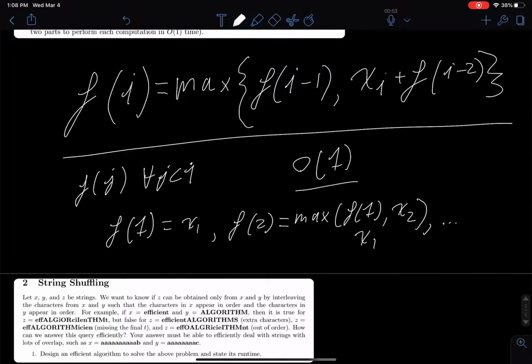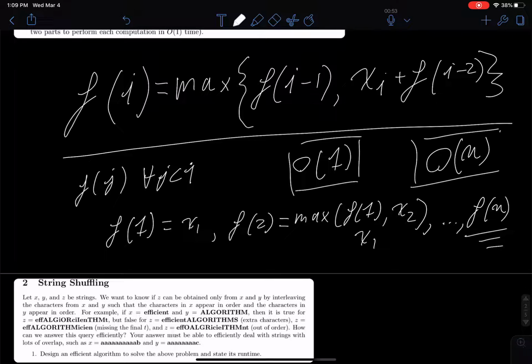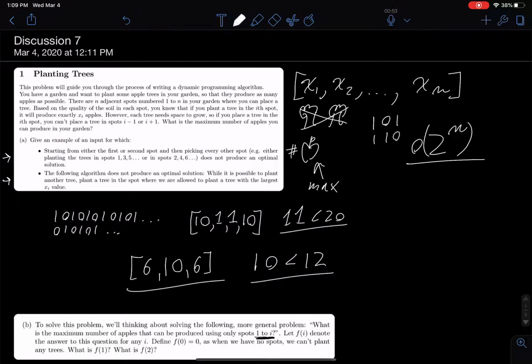f_1, f_2, all the way to f_n. And f_n is going to be the maximal possible payoff for when we can plant trees at any of the first n spots. And since each step here is time O(1), and we have n steps, the total runtime for this DP approach is linear, O(n). This is how we've figured out a linear time DP algorithm for what otherwise would have been an exponential time search through possibilities.